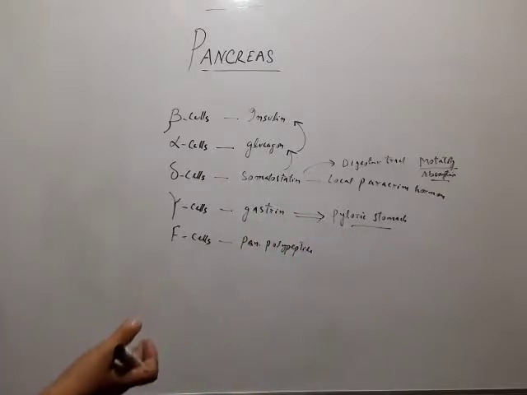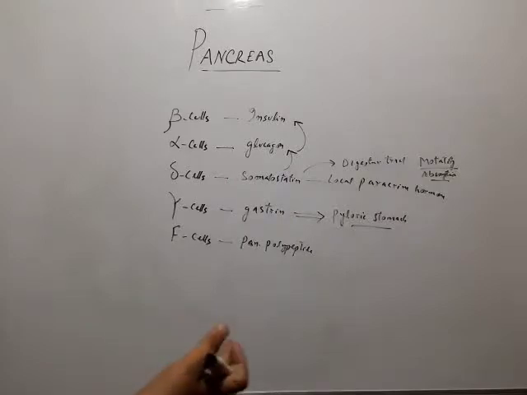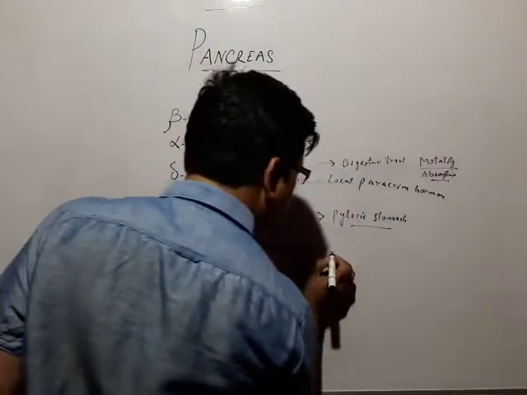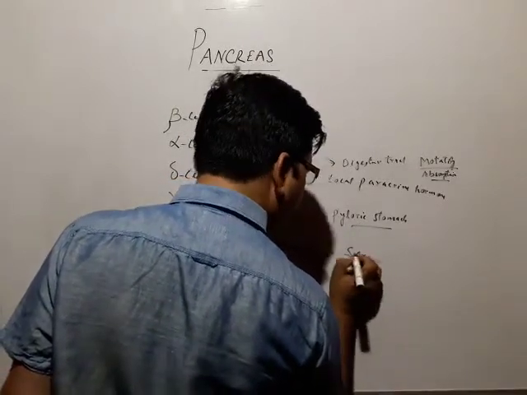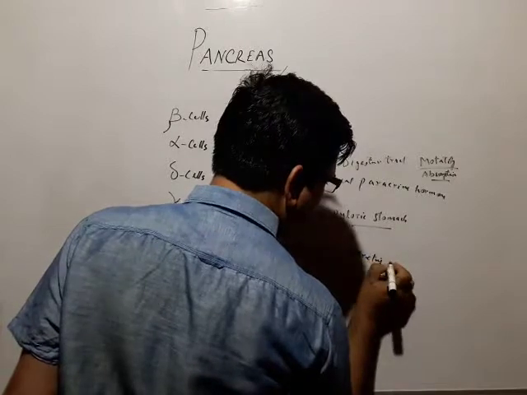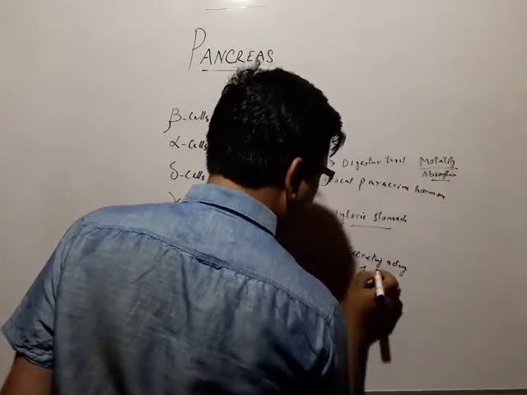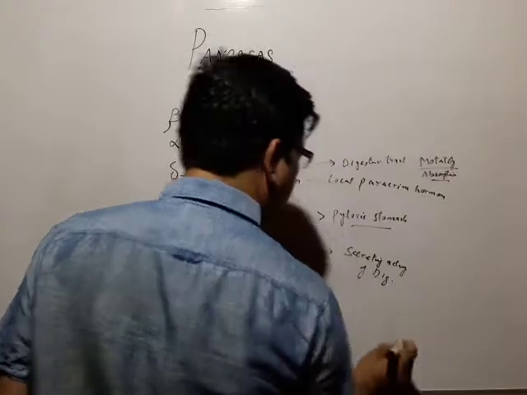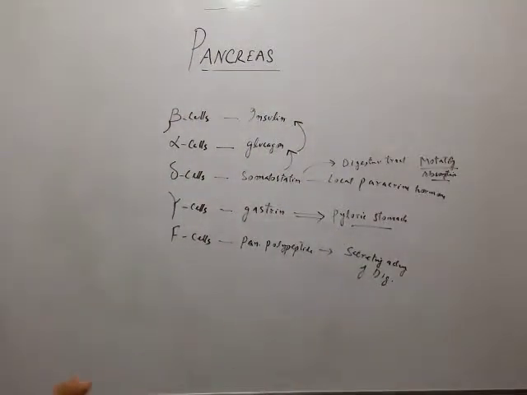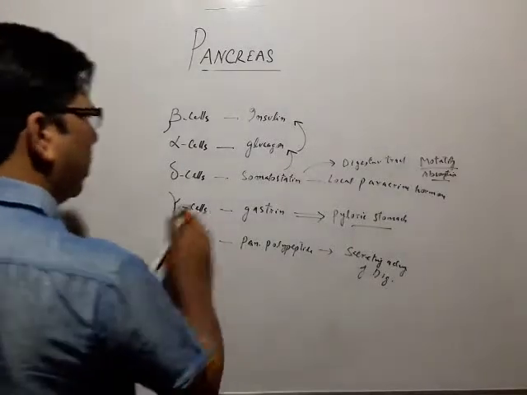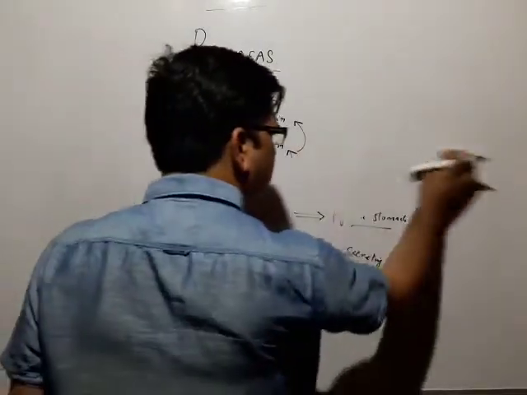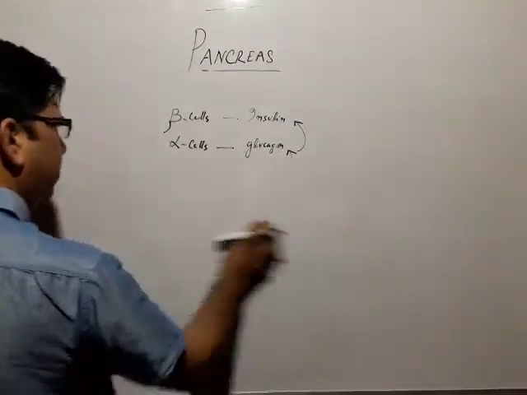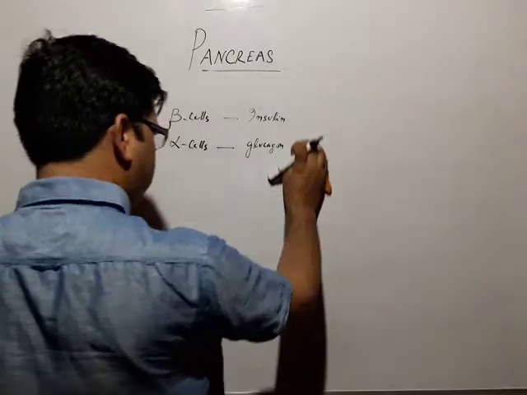Then we have F cells, they secrete pancreatic polypeptide. These also regulate the secreting activity of digestive glands. So it also regulates, checks the digestive glands in the alimentary canal. Now we have two important cells. Let us discuss those in detail. So these were some important functions of these three types of cells. Now let us discuss these two cells.